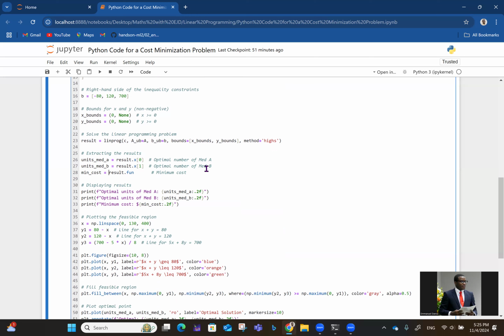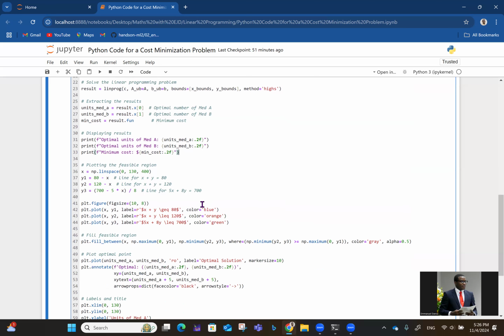Okay. Now, in line 31 to 33, you're just printing out those values. So you are just saying optimum units of med A, you get the answer. That's units of med A which you have here, units med B which you have here, and then minimum cost, because that's the minimal value of the objective function. That's what is being printed here.